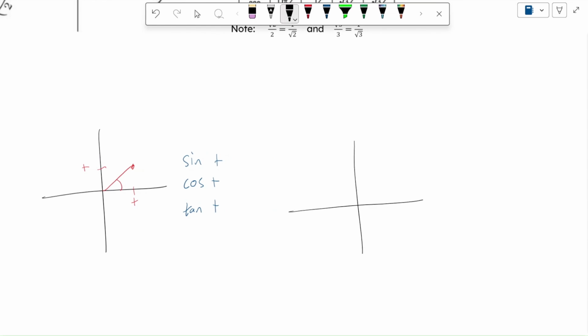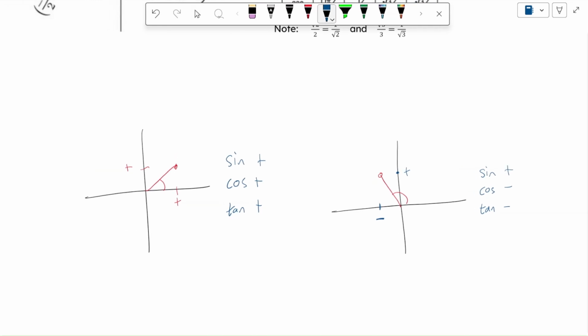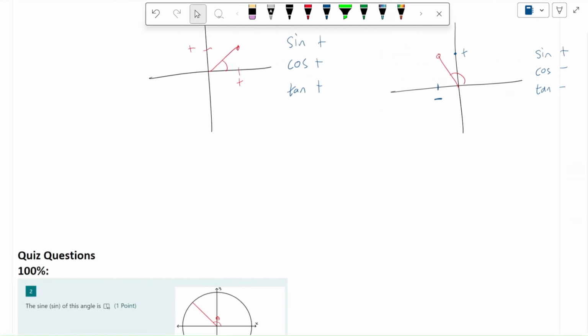If we take an angle out here, well, the x value is now going to be negative. The y value is still above the axis, so it's positive. So I'd expect sine to be positive, I'd expect cos to be negative, and I would expect tan to be negative, because plus divided by minus gives you minus, because sine over cos is tan.